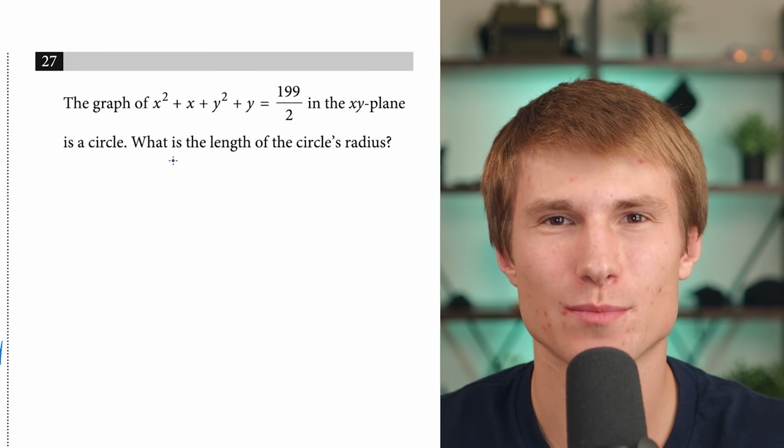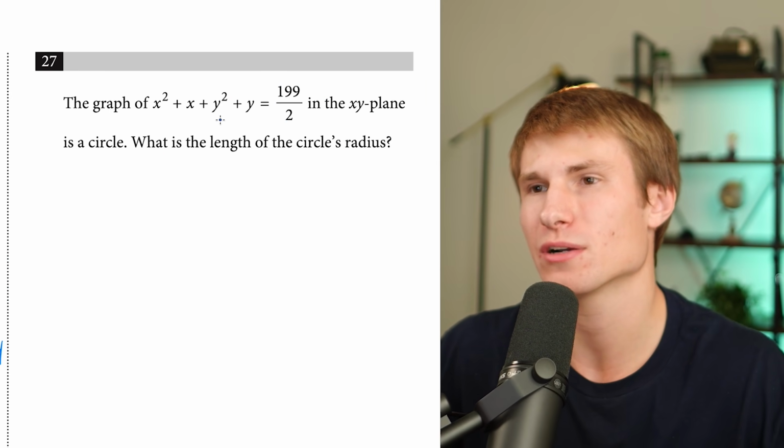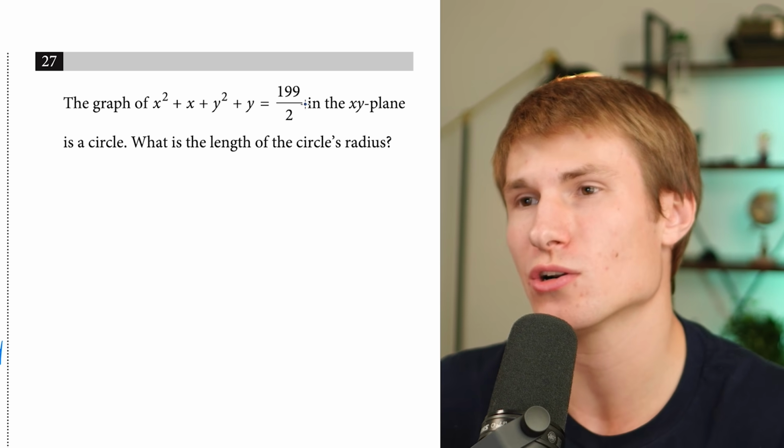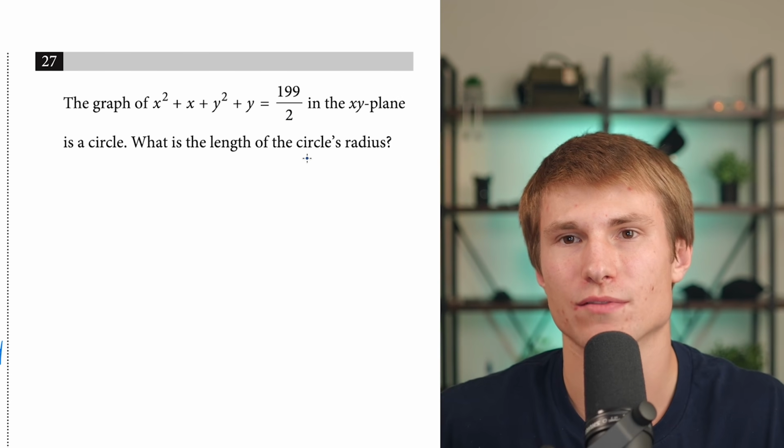Here's how to use Desmos to be more efficient on the digital SAT. Question 27 states that the graph of x squared plus x plus y squared plus y is equal to 199 over 2 in the xy plane is a circle. What is the length of the circle's radius?